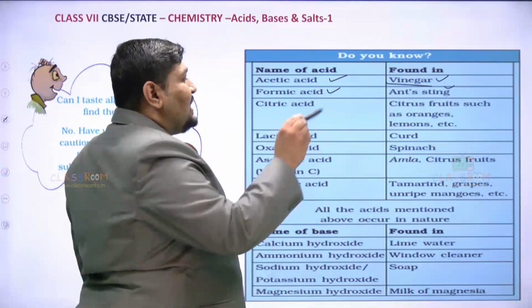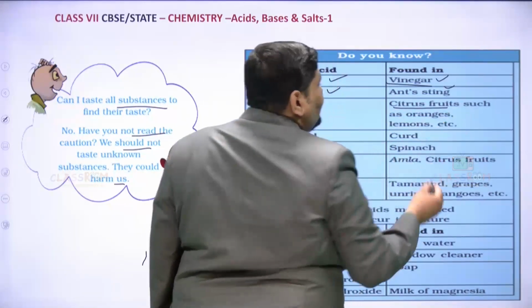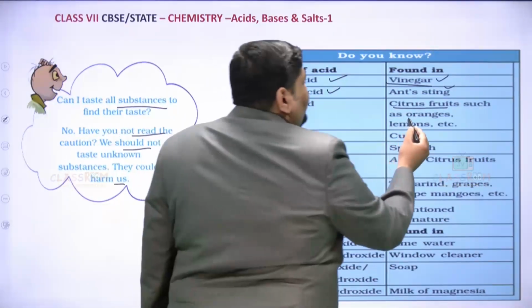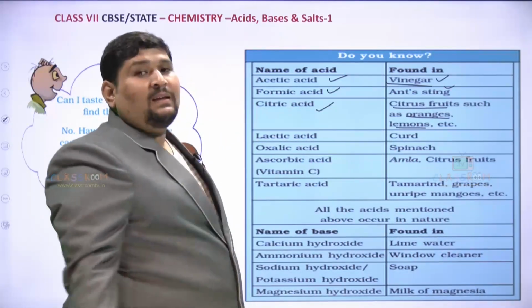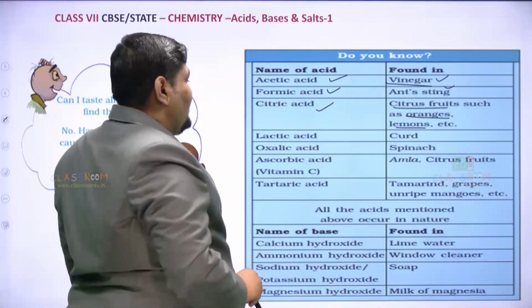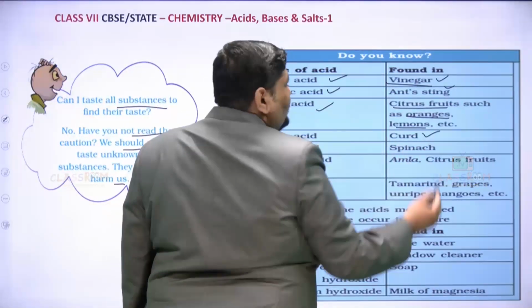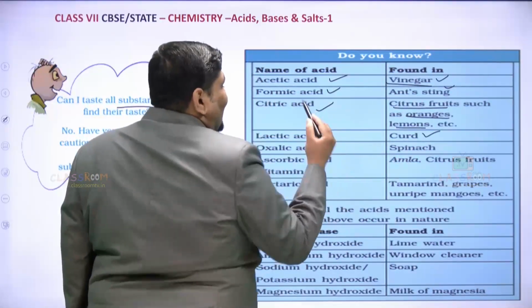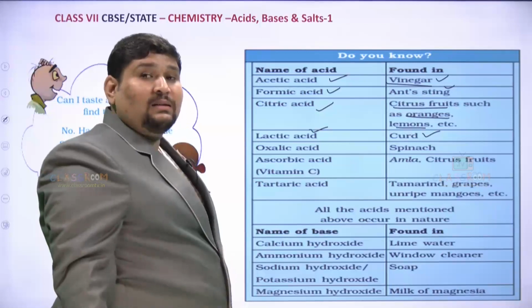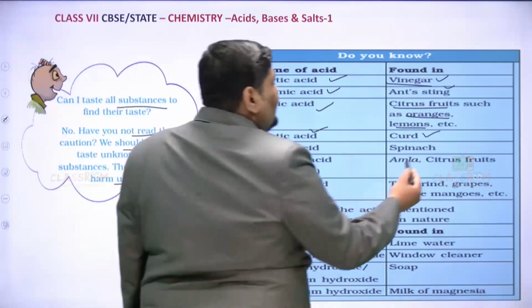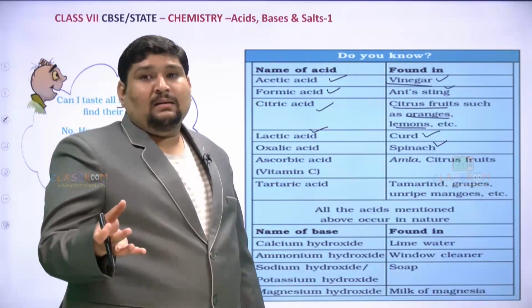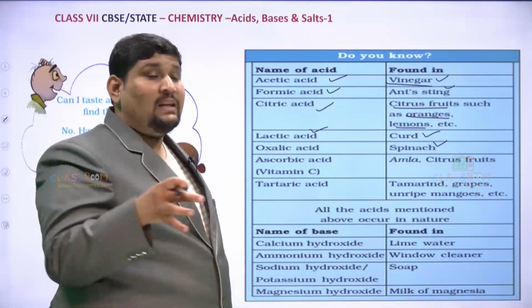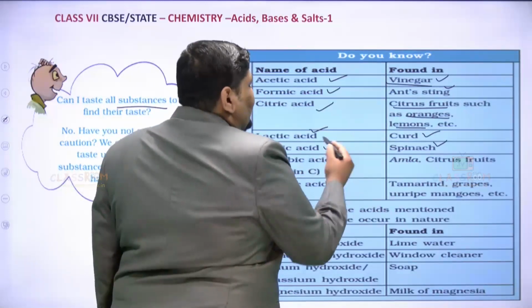Then the citrus fruits, as we discussed, like oranges and lemons, contain citric acid. Then what about curd, children, which you eat? Curd contains lactic acid. Then comes spinach. You know what spinach is, which we generally call palak in Hindi. Spinach contains oxalic acid.